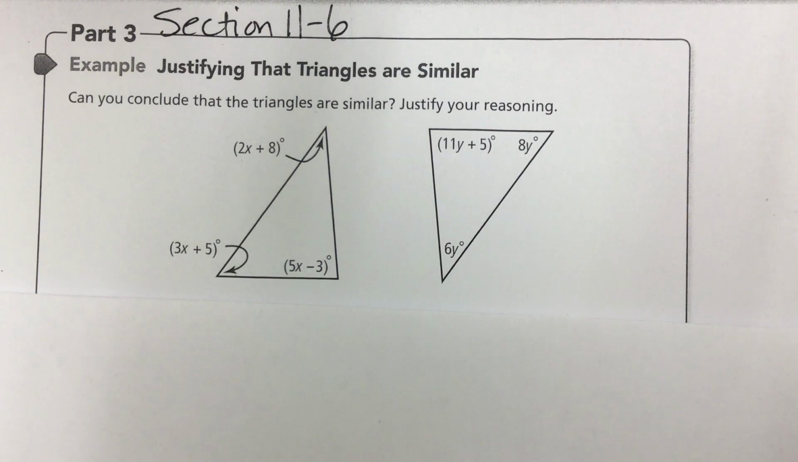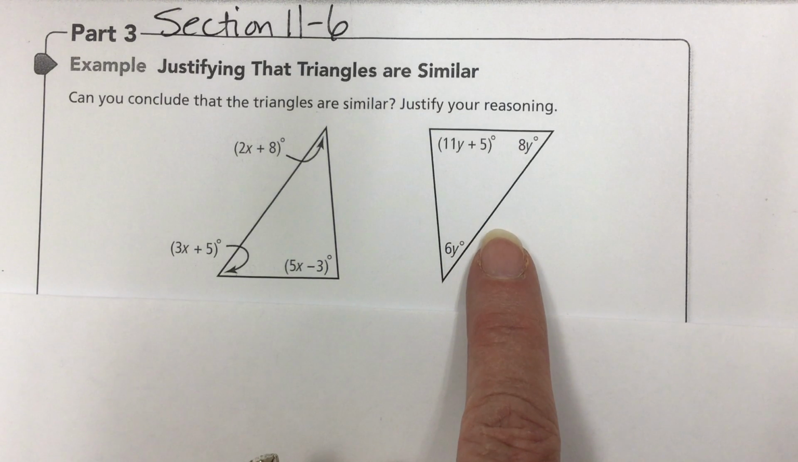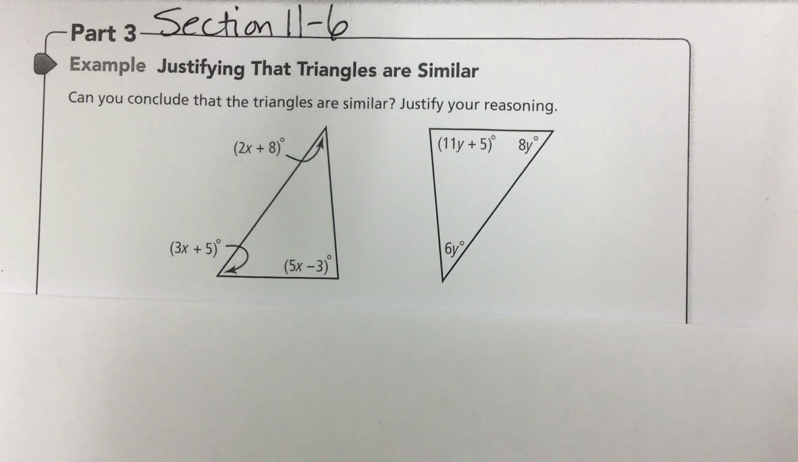Section 11-6, Part 3. Justifying that triangles are similar. Can you conclude that the triangles are similar? Justify your reasoning. In order for us to prove that these two triangles are similar, we must know that two angles of this triangle are congruent to two angles of this triangle. So first of all, we must determine the measures of the angles of each triangle.